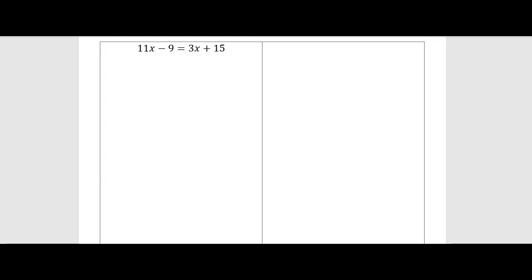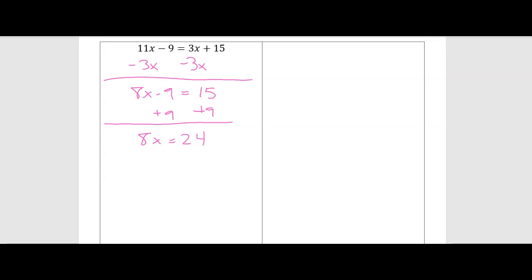So I actually think that this one was one of the easier ones, even though I put it a little later in the queue of questions. But the first thing I'm going to do is subtract 3x from both sides to get our x terms on the same side. That's going to give me 8x minus 9 is equal to 15. I'm then going to add 9 to both sides. It's going to give me 8x is equal to 24. And then I'm going to divide both sides by 8 to get x is equal to 3.